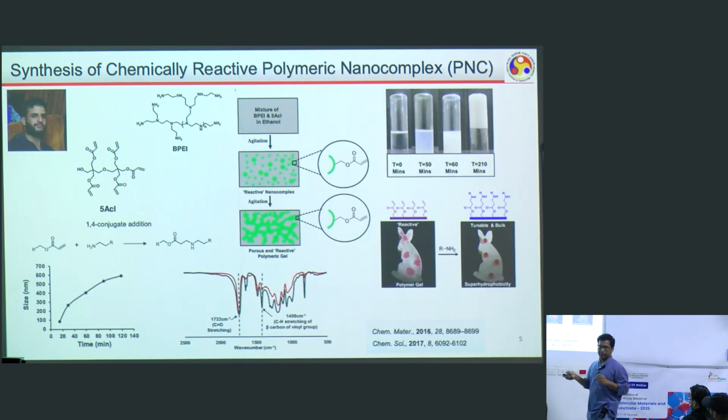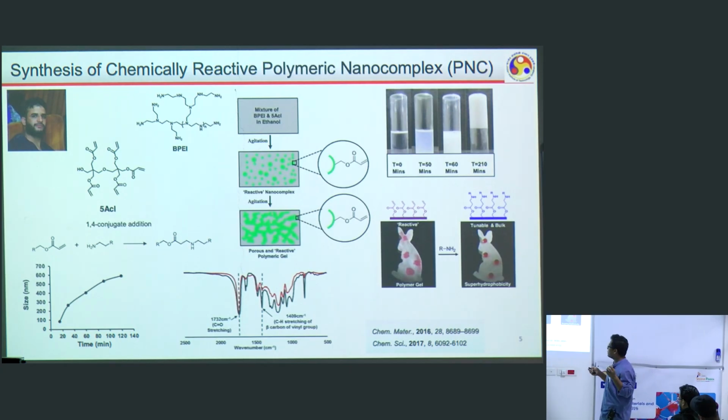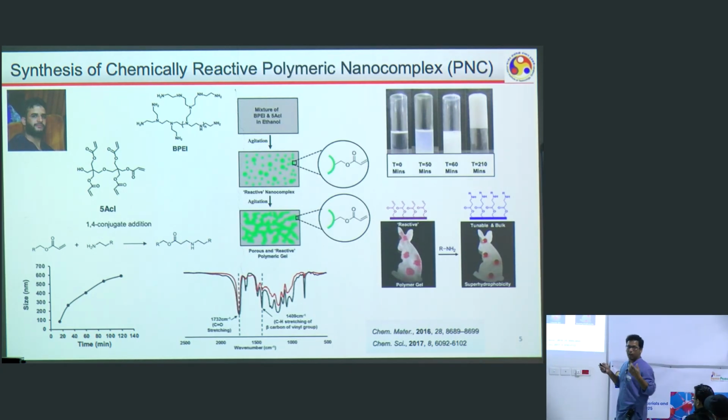These nanoparticles can keep growing in size, and they remain reactive in nature, which has been characterized with the standard FTIR spectra. And you can see here, this is the solution which is optically transparent. Over time, it gives this milky solution because of these nanocomplexes. And if you allow more time, it will form this gel. This is in ethanol.